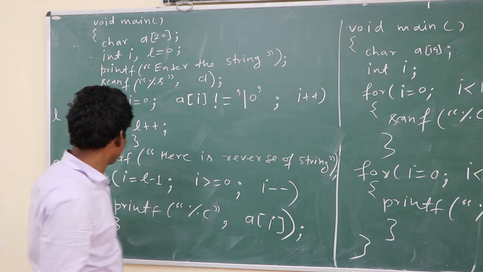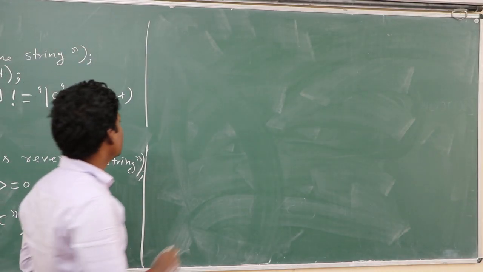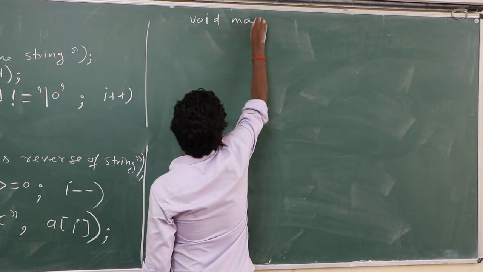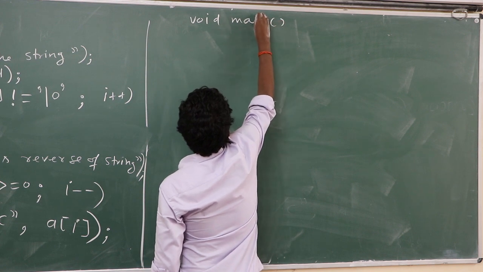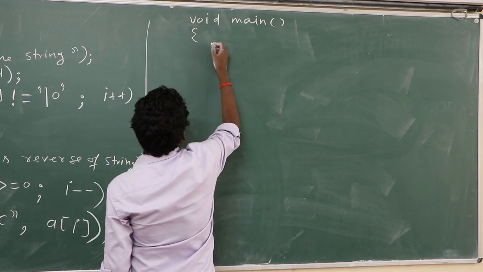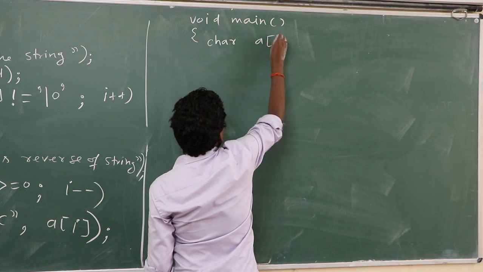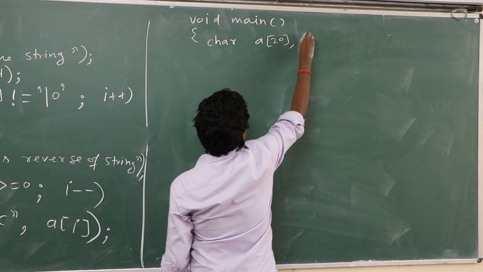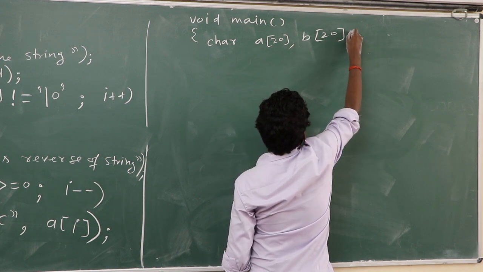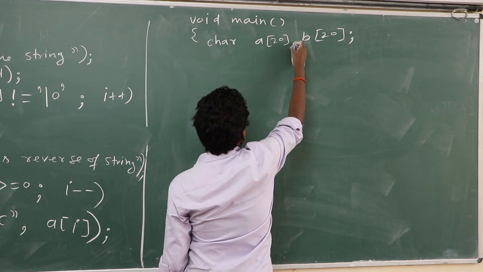Okay class? Write a program in C to copy a string. void main, char a of 20 comma b of 20. There are two strings declared here, string A and string B.